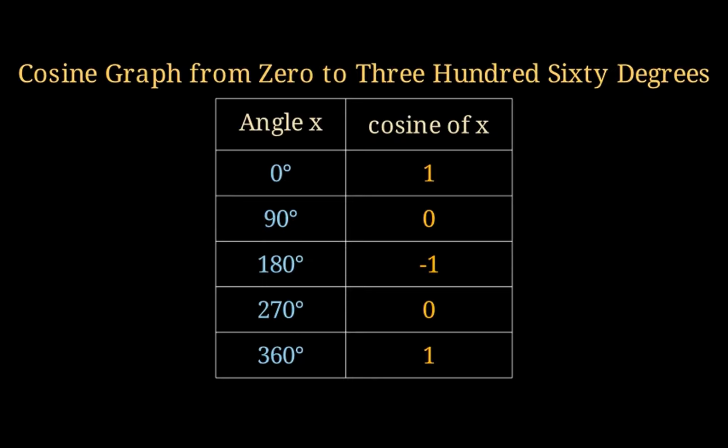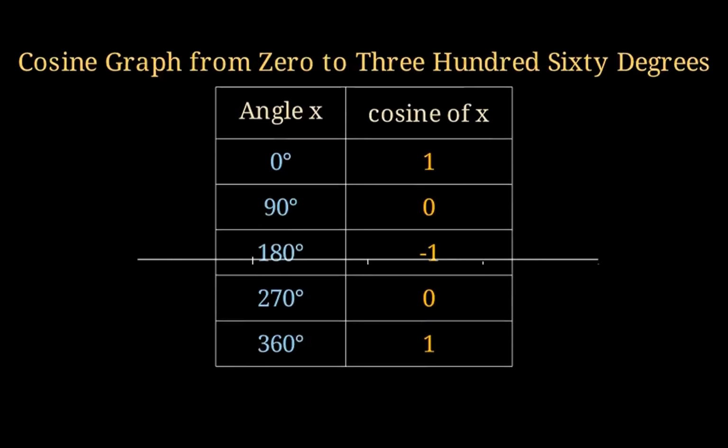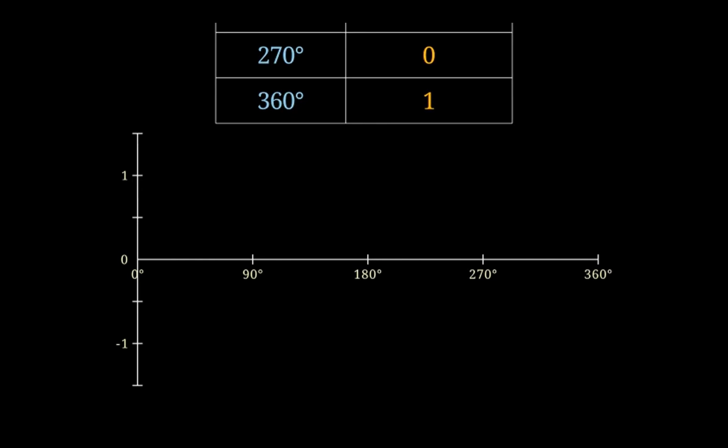With our table ready, let's draw the coordinate axes. The horizontal axis will measure angles from 0 to 360 degrees, and the vertical axis will measure cosine values between -1 and 1. Now, we plot each key point from the table.